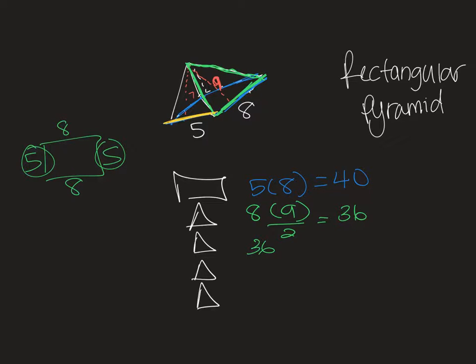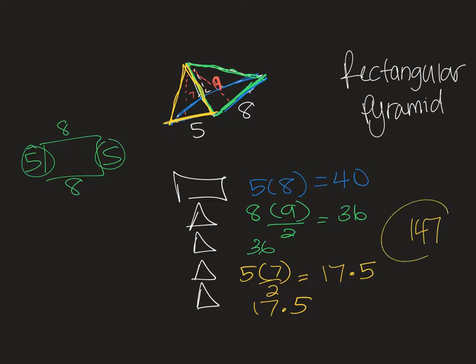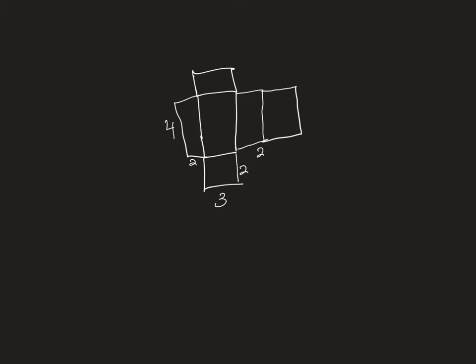So I have a base of 5 and a height of 7. So I'm going to say 5 times 7 divided by 2. That's going to give us 17.5. So if the front is 17.5, then that triangle in the back is also 17.5. And I'm going to add up these 5 measurements. I'm going to get a total surface area of 147.